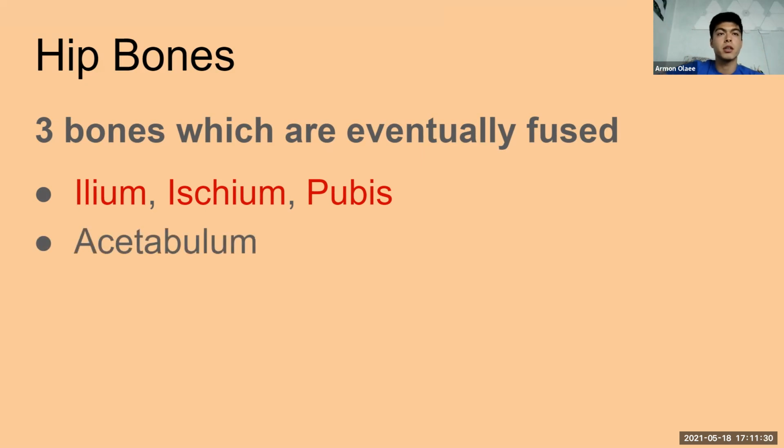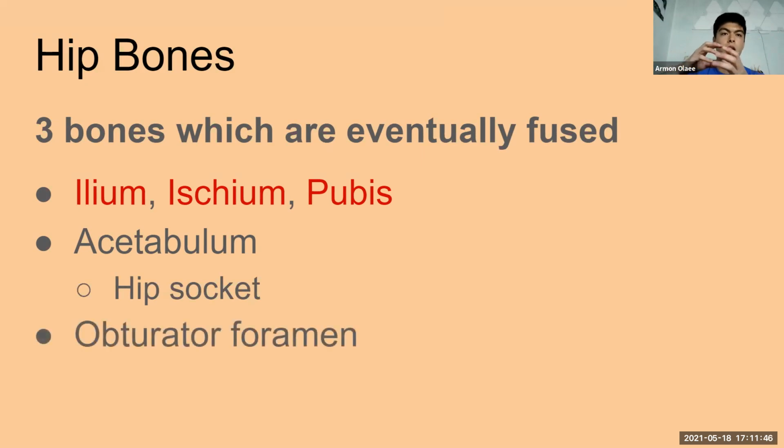Some other features on your hip bones is an acetabulum, which is the socket that the head of the femur articulates with. So your femur or thigh bone sits in that socket, and that's where the thigh bone begins. And there's also the obturator foramen, which is a hole within each of your hip bones, and that's where all your blood vessels and nerves pass through so they can go to your legs and the lower portion of your body.